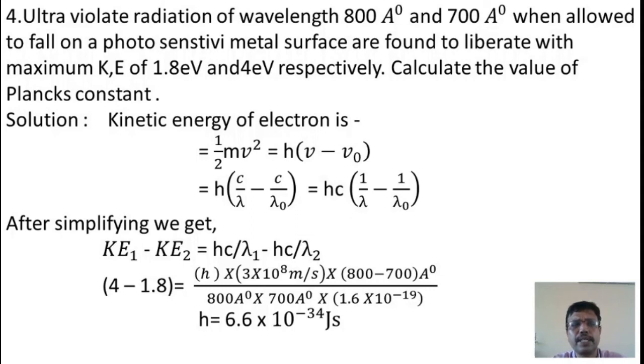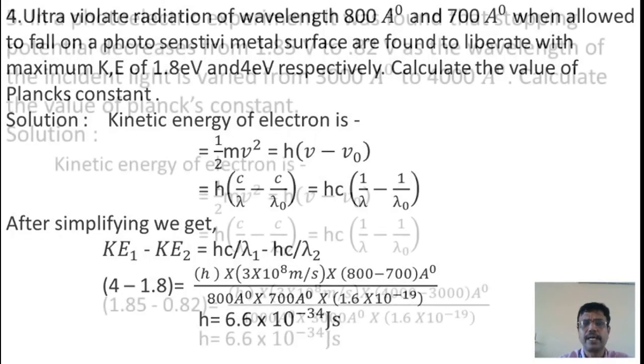If you substitute, the answer is 4 minus 1.8 is equal to h into 3 into 10 power 8. The two wavelengths are 800 minus 700 into angstrom, 10 power minus 10 meter, divided by 800 into 10 power minus 10 into 700 into 10 power minus 10. Then convert electron volt into joule, which is 1.6 into 10 power minus 19. If you divide, the Planck's constant is again 6.6 into 10 power minus 34 joule second. So in this way the Planck's constant is calculated.